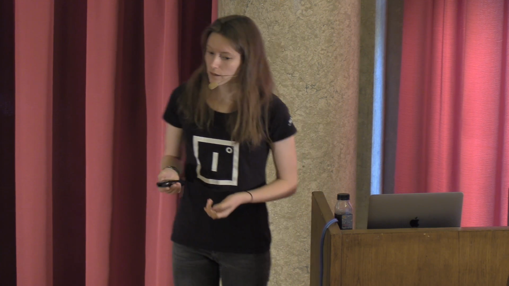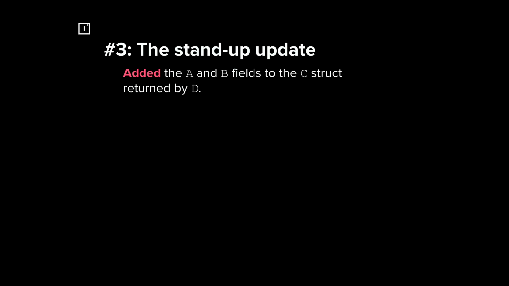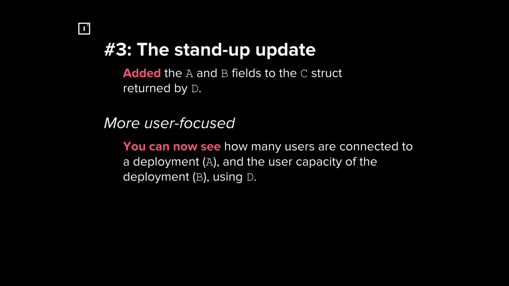So for this example, again, I tried to make it more user-focused and really spell out what this meant for the user. So you can now see how many users are connected to a deployment, and that's A, and the user capacity of the deployment, B, using D. So just really spell it out. Don't make the user work to untangle the release note.